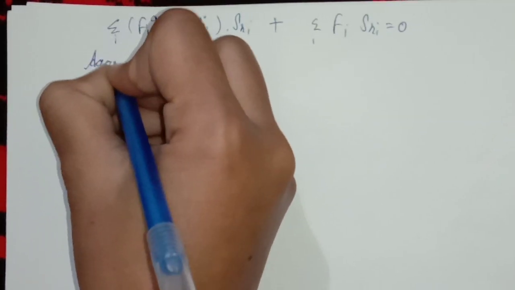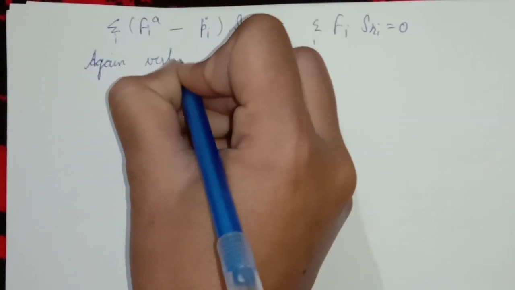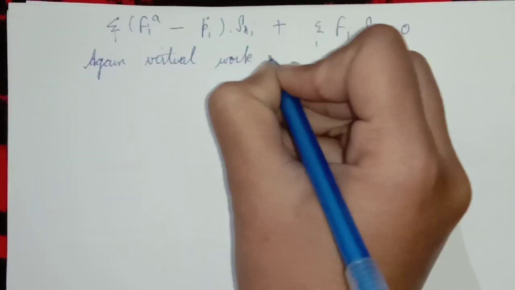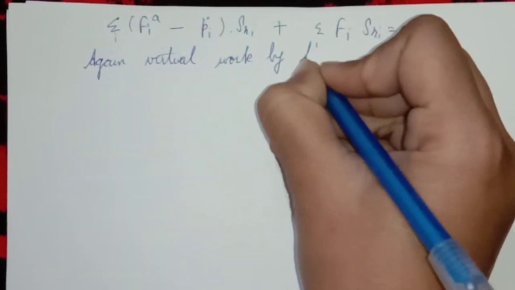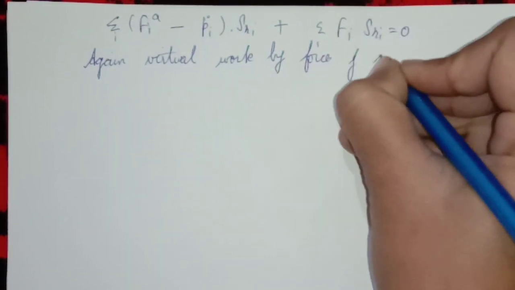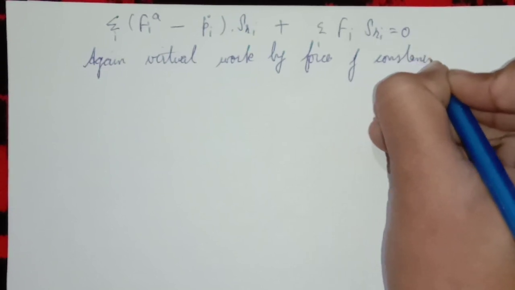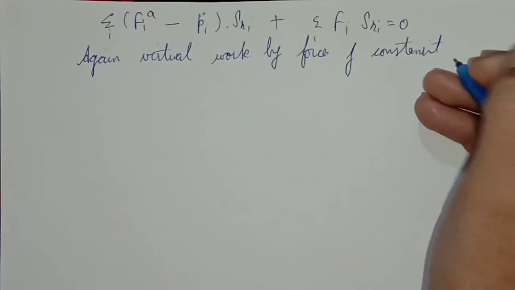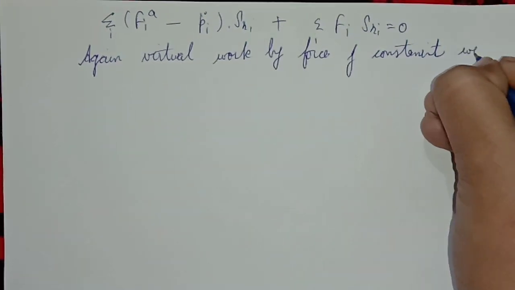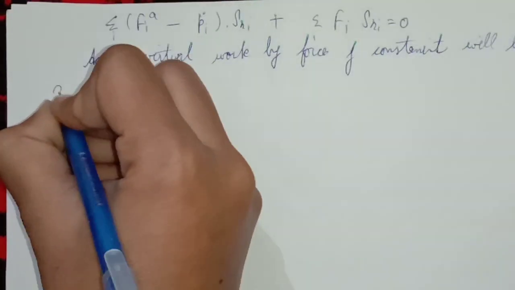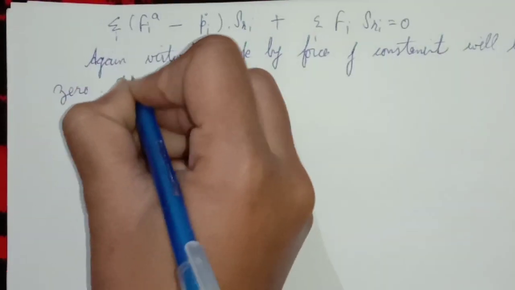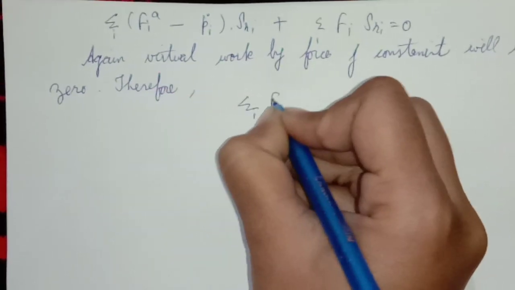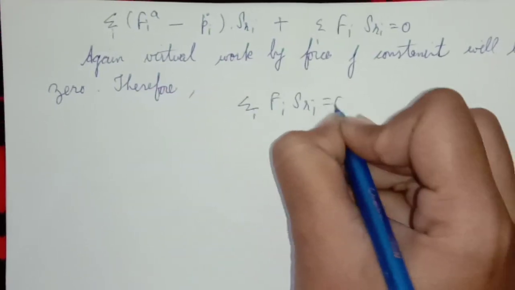Again, virtual work by force of constraint will be 0. Therefore summation i F_i dot delta r_i is equal to 0.